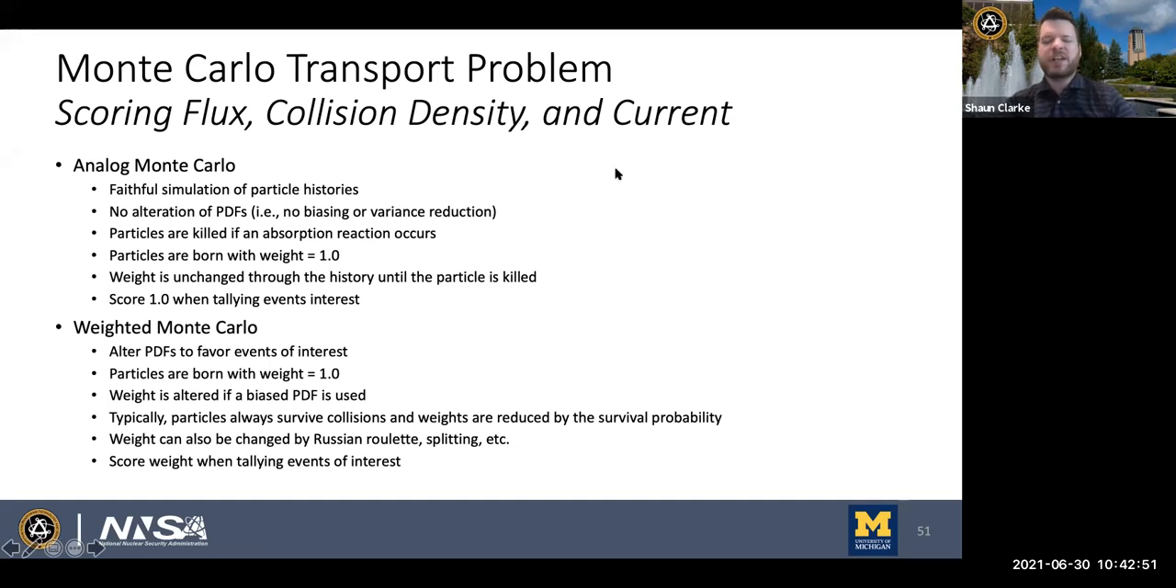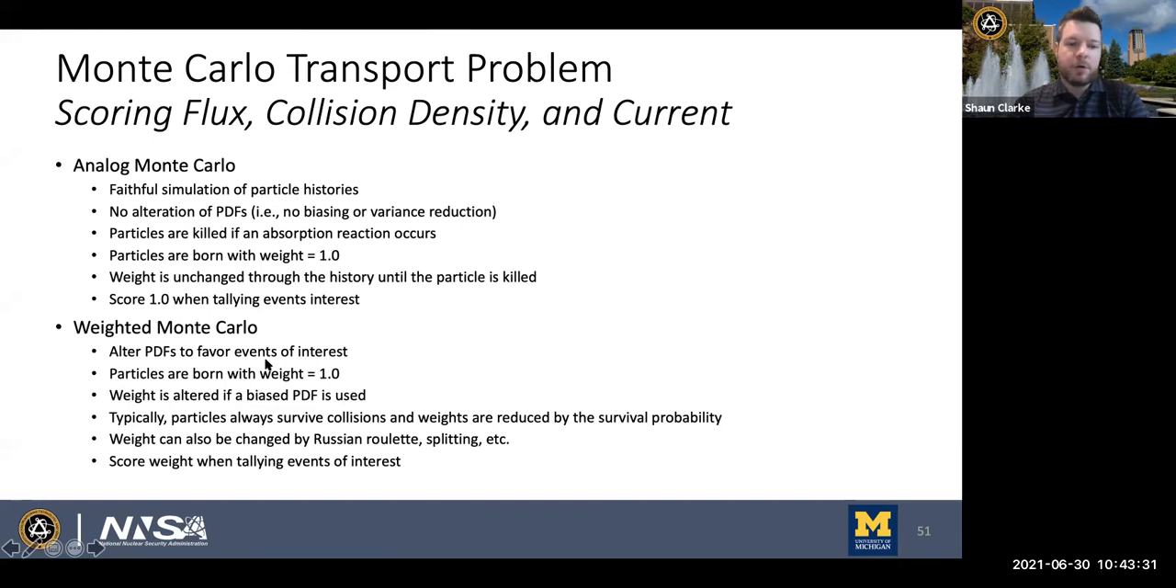Variance reduction is a name for a class of techniques where the user intentionally biases the PDFs along the transport to increase particle population, but then the weights have to be adjusted to ensure that the solution is not biased. But in analog Monte Carlo, we're not doing any of that. In analog Monte Carlo, every track that gets simulated in the transport is analogous to a real particle. So everything is weight 1. In this case, we score 1 for all tallies of interest. So that W sub i that we saw on all the previous slides, that's just 1. So we're always scoring 1.